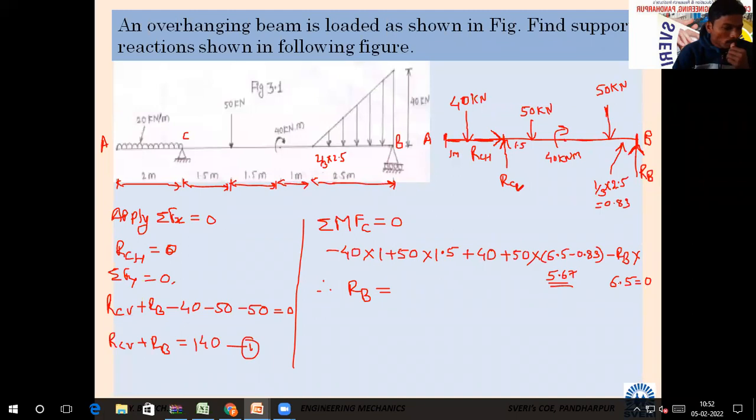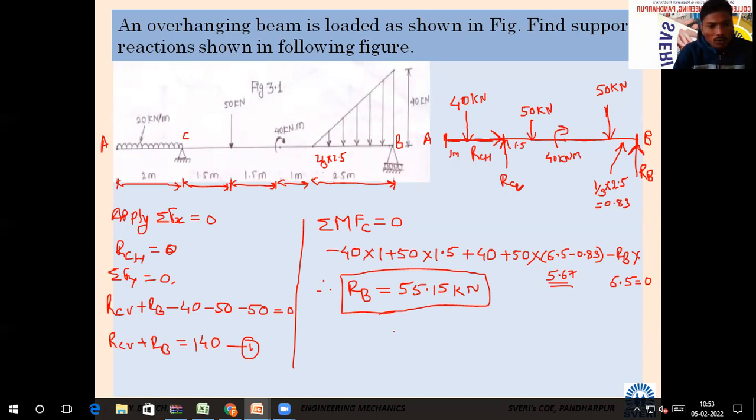55.15. Who else told the answer? Seema, roll number 1, you have told. Same, sir. 55.15, right? Yes, sir. Okay. It is the correct answer. This one is correct. Don't worry. Next.